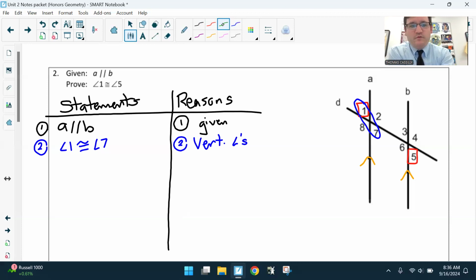Well, now we need to try to jump over to the other intersection. We're still on the left intersection point. We need to get over to the other one somehow. So here's what I'm going to do. I'm going to say angle 7 is congruent to angle 5. That's going to be my next step here. Now how do we know that one? Well, we know angle 7 and angle 5 are corresponding angles.